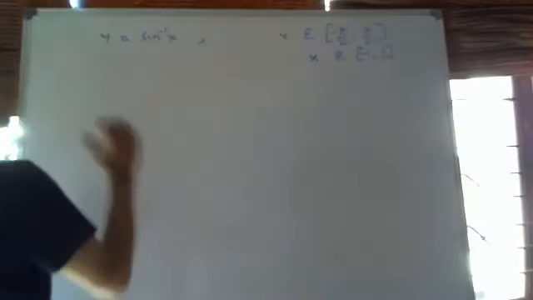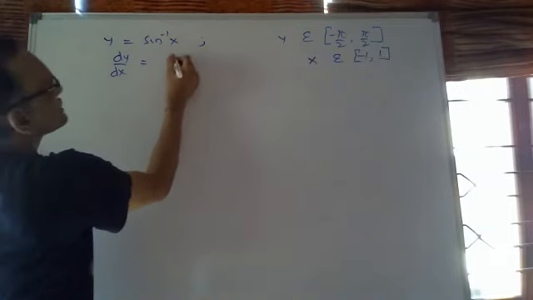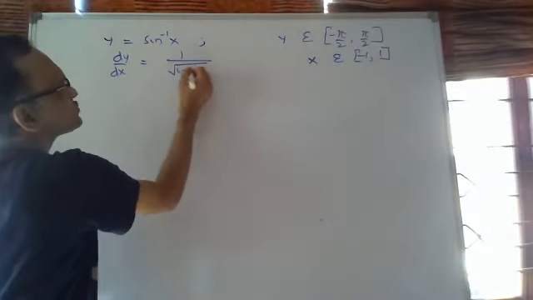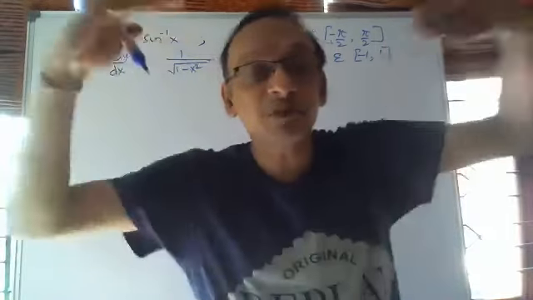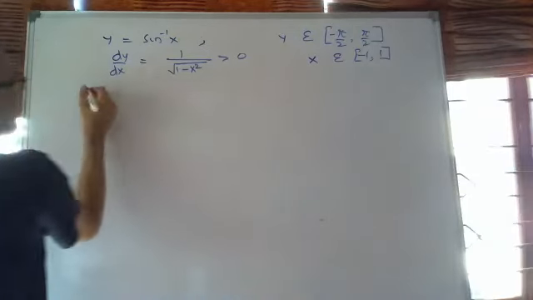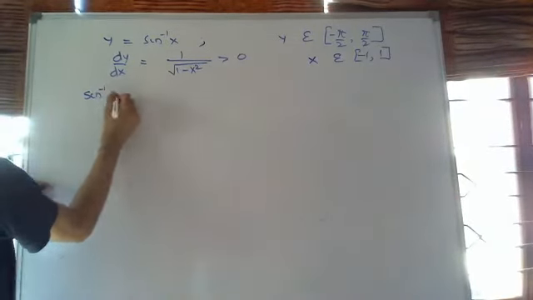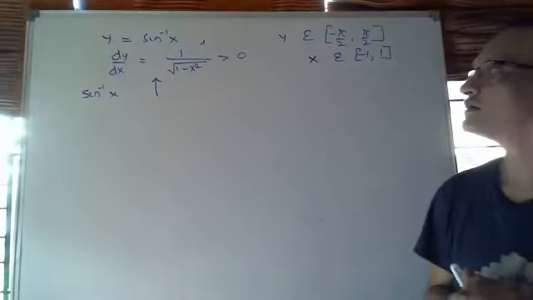Now, we also realize dy/dx for sine inverse x is 1 by √(1 minus x squared), which is positive. That means sine inverse x must be an increasing function of x, because dy/dx is positive.